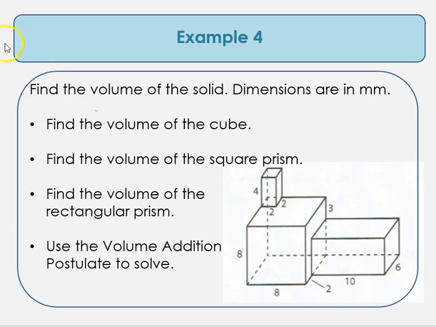So example 4, let's find the volume of the solid, and the dimensions are in millimeters. And let's break down this picture. So we'll be finding the volume of a cube, which is right here, the volume of a square prism, and that's this one up here. It doesn't quite look square in the drawing because of the perspective, but you can see by the base units that it is a square base. And find the volume of the rectangular prism. We'll find the volume of each one and then use our volume addition postulate to solve.